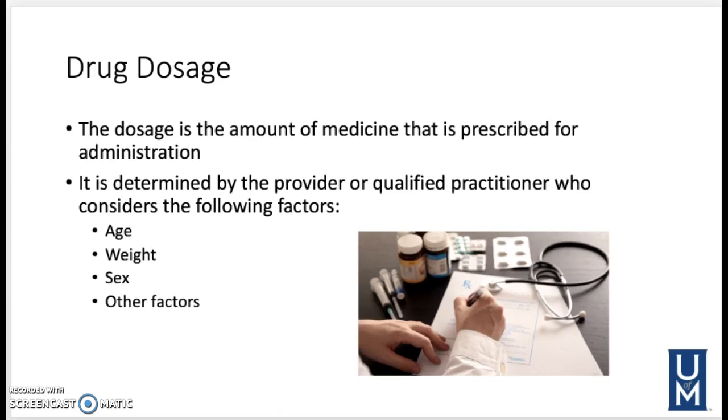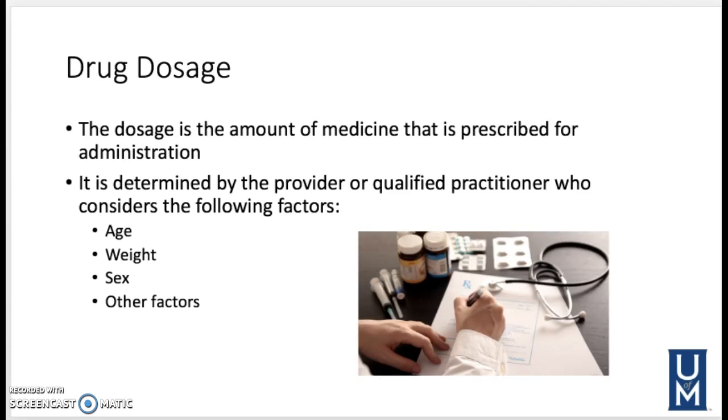Sex also needs to be considered. Many medications are contraindicated during pregnancy and breastfeeding, and it's important to know these factors before any dose is prescribed by the provider. Other factors may be considered when prescribing an amount or a dosage. Physical and emotional condition of the patient may be considered.